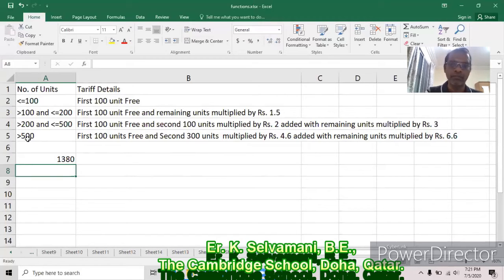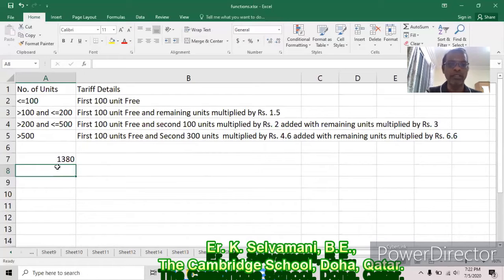It is greater than 500. Then how much do we have to pay? Very simple. The first 100 units are free, so that will be 0. The remaining is 400 units. Out of these 400 units, 300 units should be multiplied by 4.6. It is constant. So 300 multiplied by 4.6 is amount 1380.